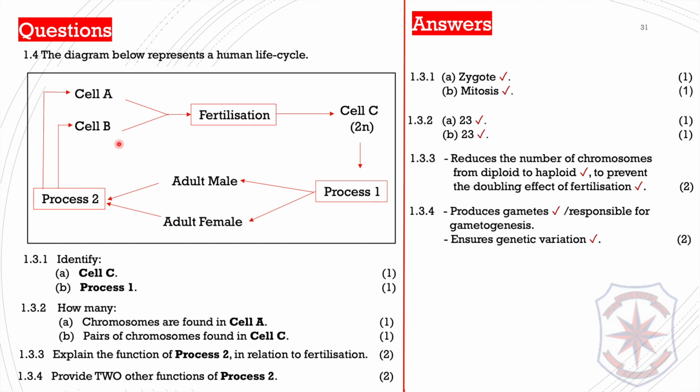Be careful, guys. This question is saying other functions. So if you include the function that was stipulated in question 1.3.3, you will be discredited. We need a function besides the one that you already mentioned in question 1.3.3. So just like that, we are done with our 3 activities on the introduction of meiosis.